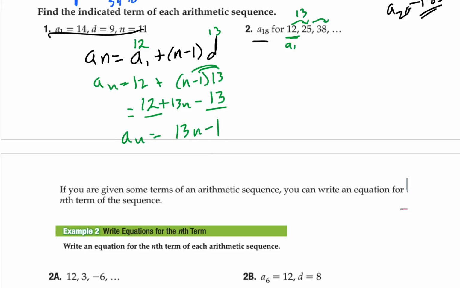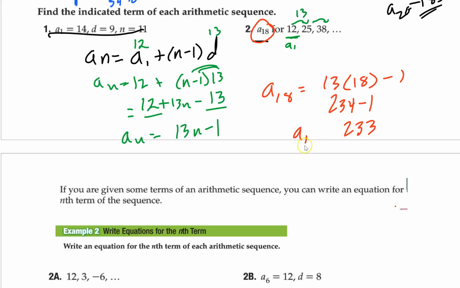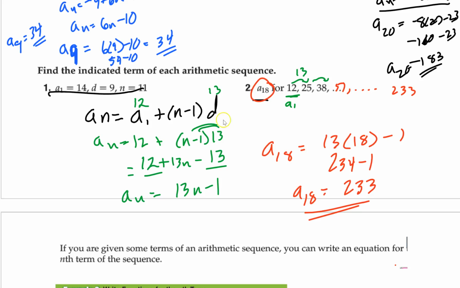And now, all they want is the 18th term. So plug in 18. The 18th term is 13 times 18 minus 1. 13 times 18 is 234, minus 1, 233. So the 18th term of this sequence happens to be 233. So you have 12, 25, 38, 51, and so on, up to 233. If you keep adding 13 over and over again, you'll eventually get there. So that's the process. Now let's go a little backwards.